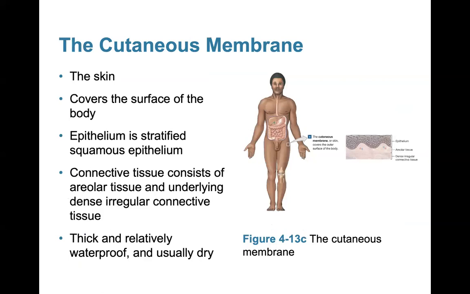The cutaneous membrane is your skin. This will actually be our whole next chapter, chapter 5. This covers the surface of the body. The epithelium is stratified squamous epithelium. Connective tissue consists of areolar and underlying dense irregular connective tissue. This particular type of tissue is very thick and relatively waterproof and usually dry.